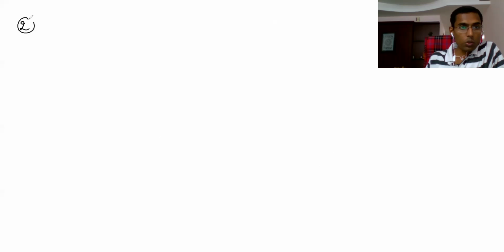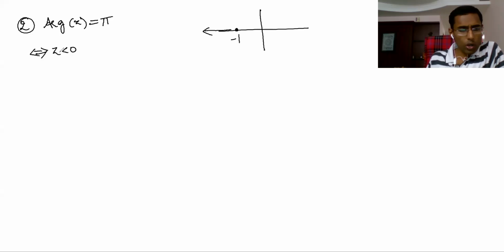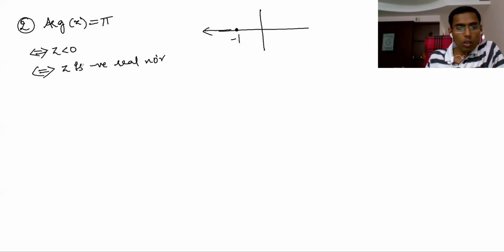Point number two is argument of z. Z is less than 0 implies and is implied by what? What is argument of z? If z is less than 0, this is pi. Argument of z is pi. Yes. So z is a negative number, means what? -1, -2, -3. So what does it mean, negative number? That means z is a negative real number. Okay, z is a negative real number. So argument of z equal to pi.